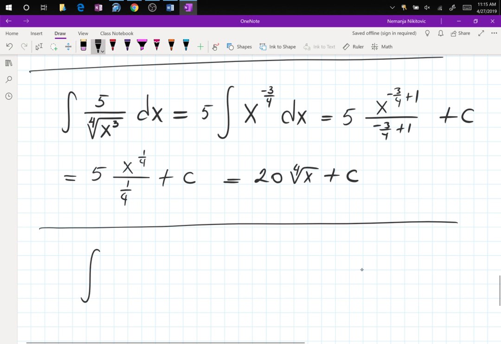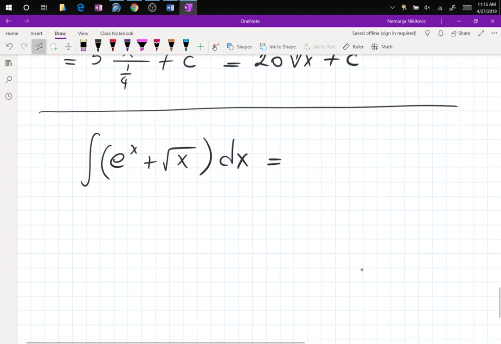The integral of e to the x plus square root of x dx. Note that I put parentheses around. And we are going to learn very soon, well, it's next lecture, that there is actually multiplication in between these. So you need those parentheses. Let's see what you got.